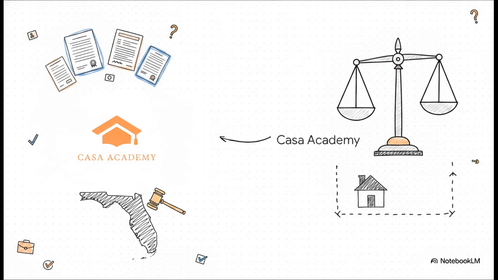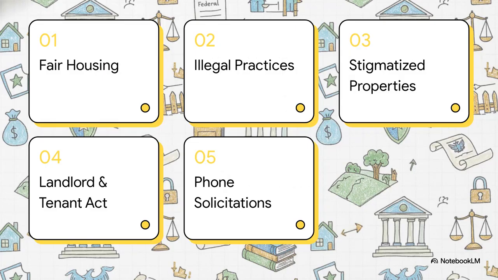You'll encounter these guidelines in almost every single transaction you handle, from that very first phone call straight to the closing table. Okay, let's dive into this. Today, we're looking at 1. Fair housing foundations. 2. Illegal discriminatory practices. 3. Stigmatized properties in Florida. 4. The Landlord and Tenant Act. And 5. Telephone solicitation laws.